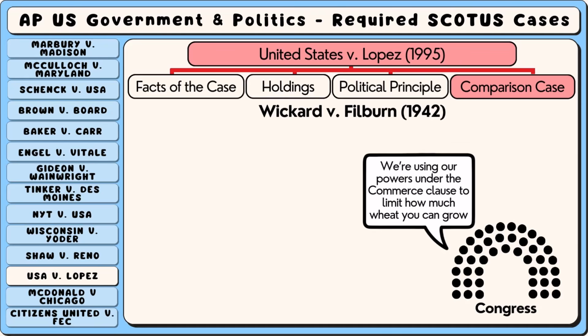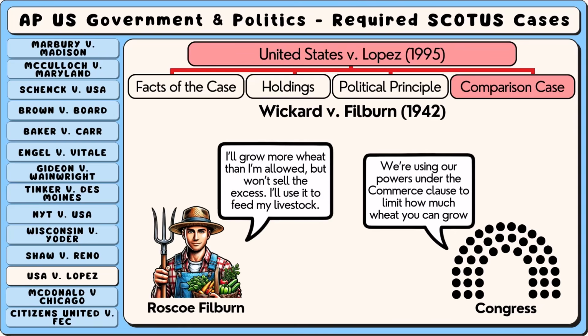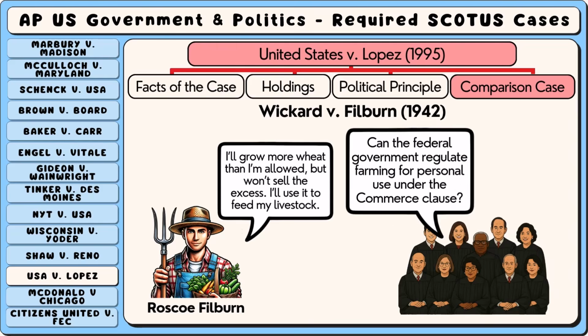In the late 1930s and early 1940s, the federal government had imposed wheat quotas on farmers, meaning each farmer was only allowed to grow a certain amount of wheat each year. This was intended to stabilize the price of wheat in the marketplace. A farmer named Roscoe Filburn grew more wheat than federal limits allowed. He planned to use the excess wheat for his own farm, such as to feed his own livestock and consume it in his own household. The issue went to the Supreme Court.